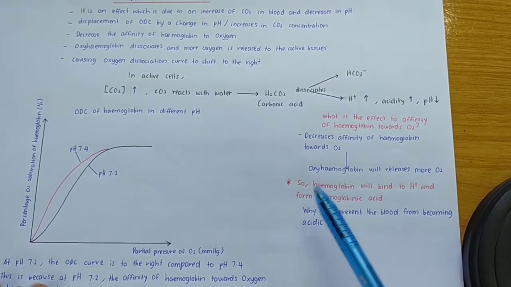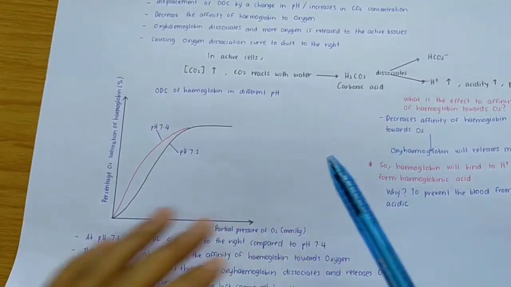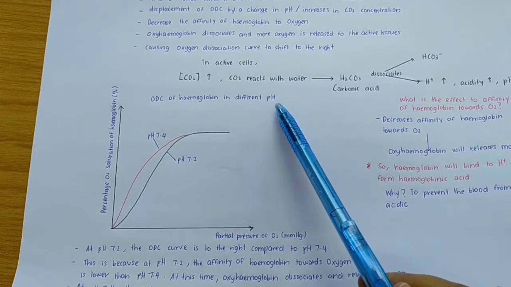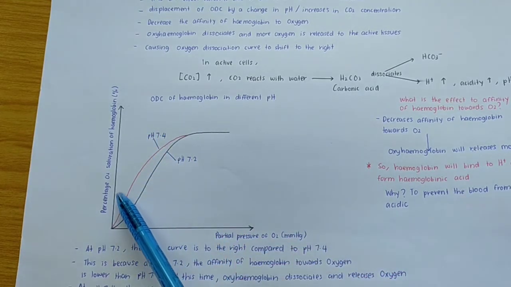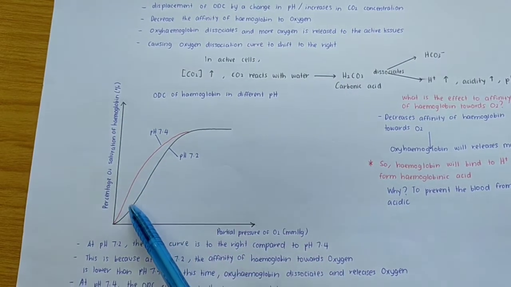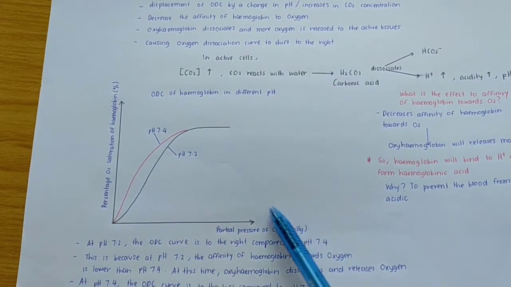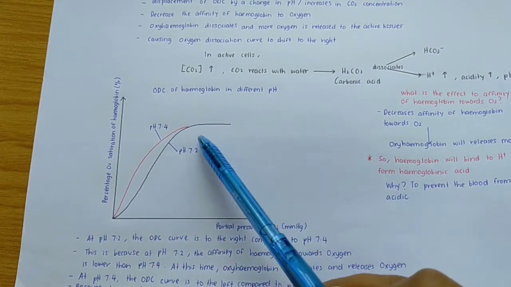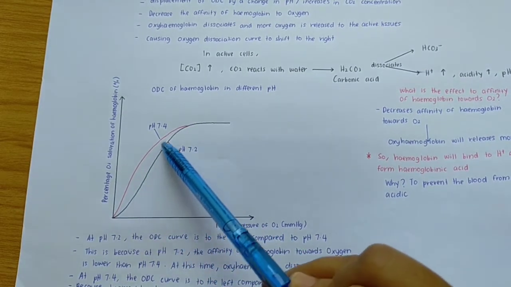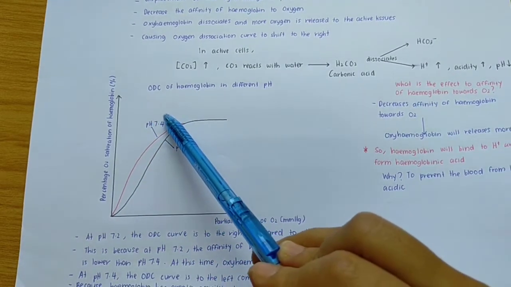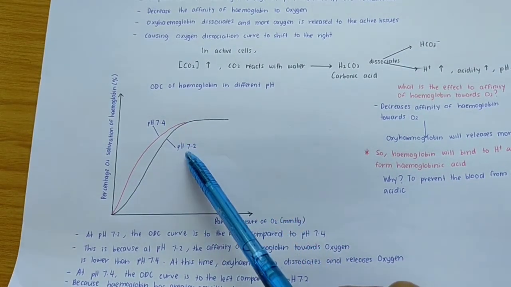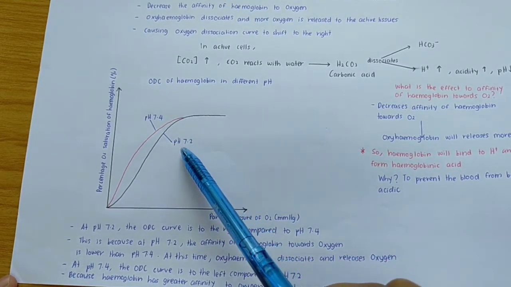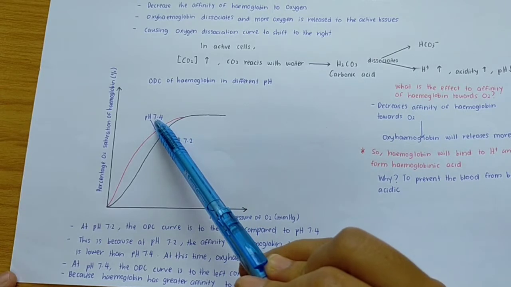Okay, so let's say the question gives you a graph like this. This is the oxygen dissociation curve of hemoglobin at different pH. If you look at this graph, this is the percentage oxygen saturation of hemoglobin against partial pressure of oxygen. In the graph here, there are two curves. The first shows the oxygen dissociation curve for pH 7.2. The other is the oxygen dissociation curve with pH 7.4. So pH 7.2 adalah lebih rendah daripada pH 7.4, which means that pH 7.2 is more acidic compared to pH 7.4.